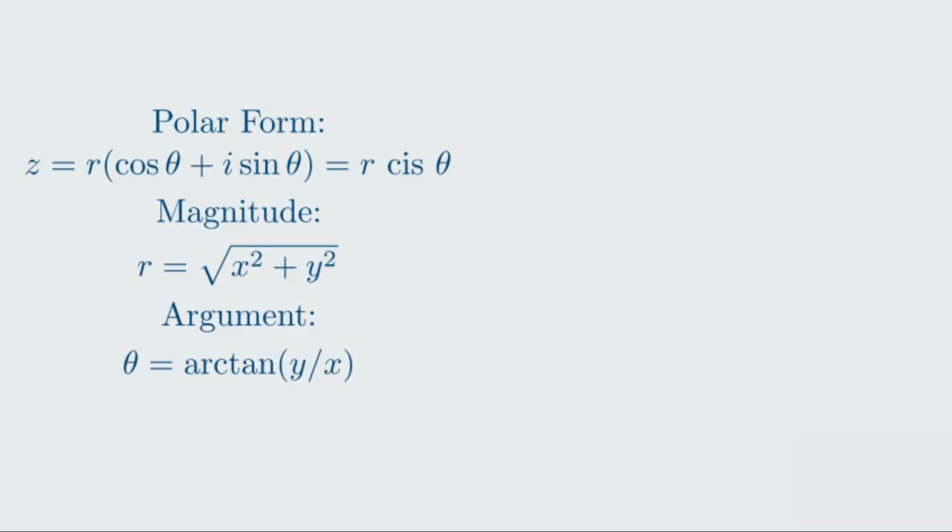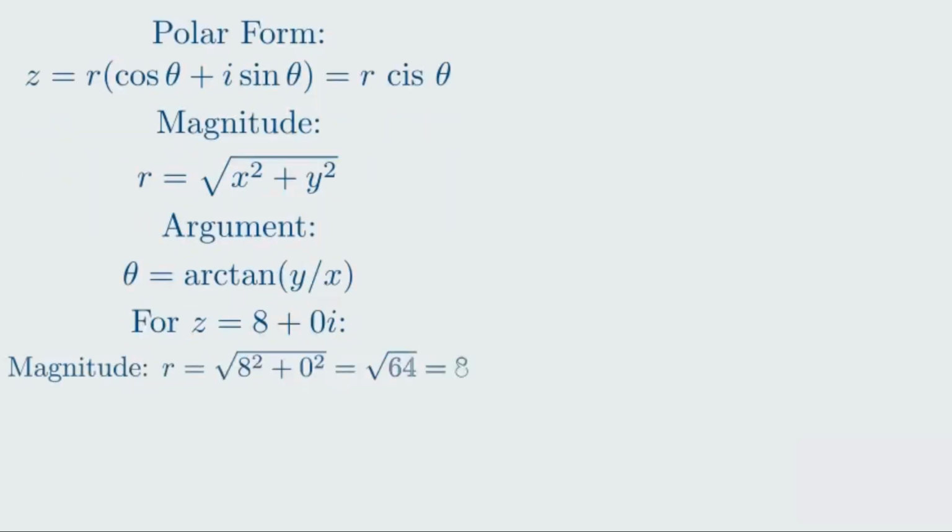Our number is 8. This is a real number, so we can think of it as 8 plus 0i. This means x is 8 and y is 0. Let's find its magnitude, r. The magnitude r is the square root of 8 squared plus 0 squared, which is simply the square root of 64, or 8. So the magnitude is 8.